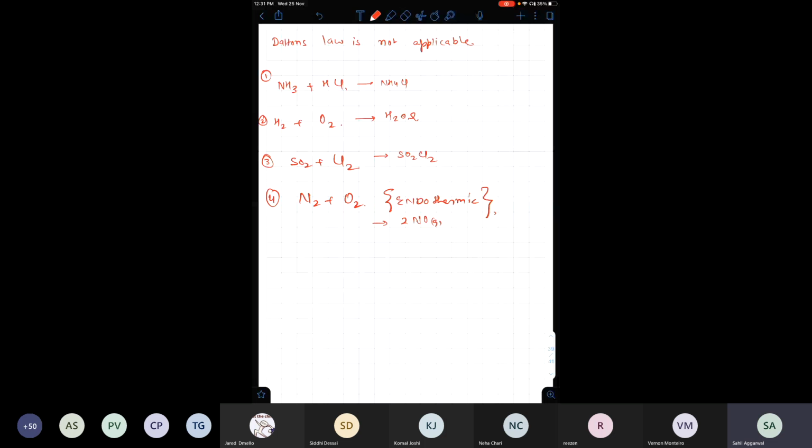Graham's law of diffusion. What is diffusion? Yes, Pratyusha. They won't follow Dalton's law.